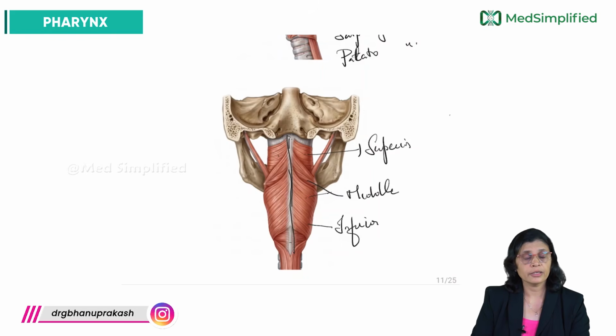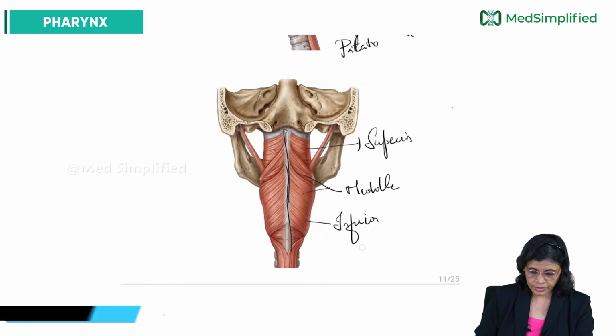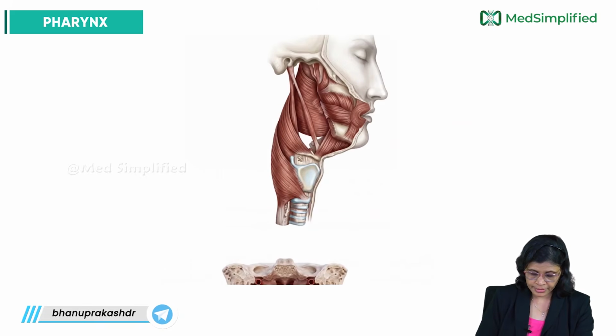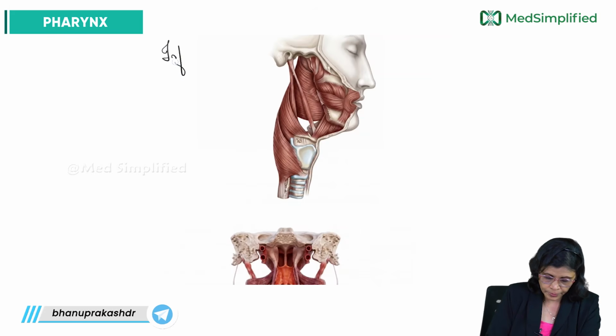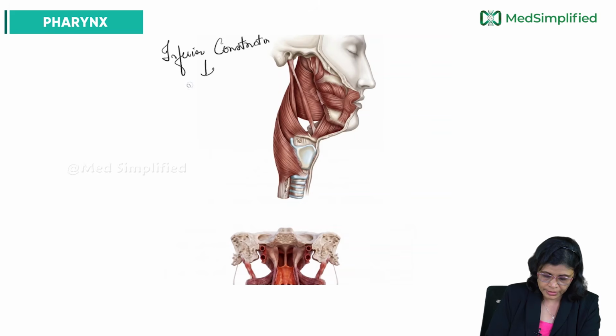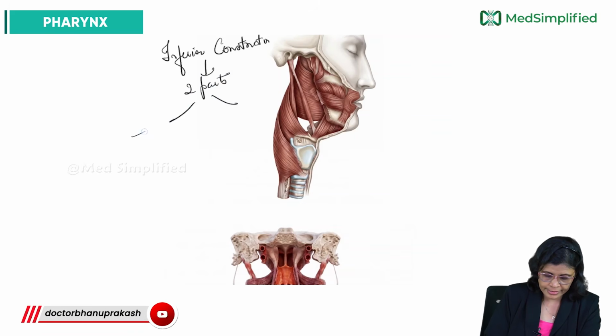So here the inferior muscle, you have to understand that it is arranged in two layers. The inferior constrictor consists of two parts. What are those two parts? It has the thyropharyngeus part and the cricopharyngeus part.